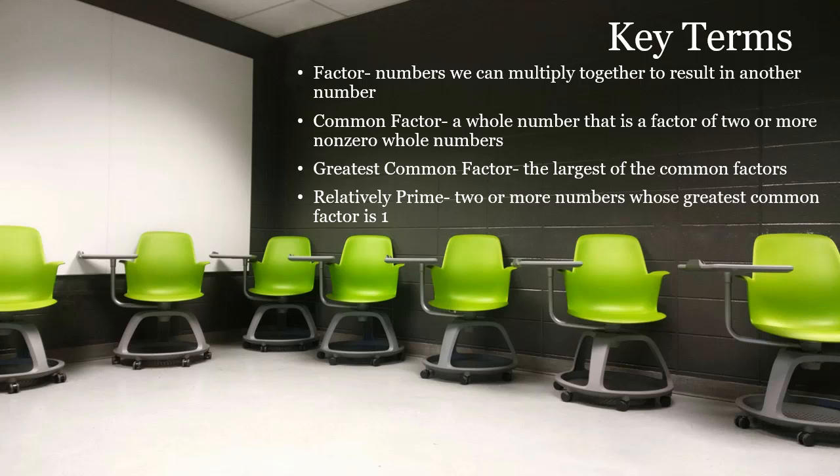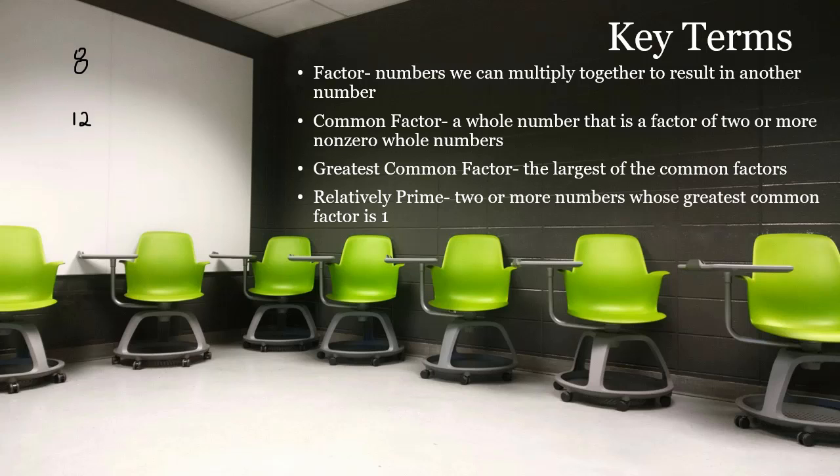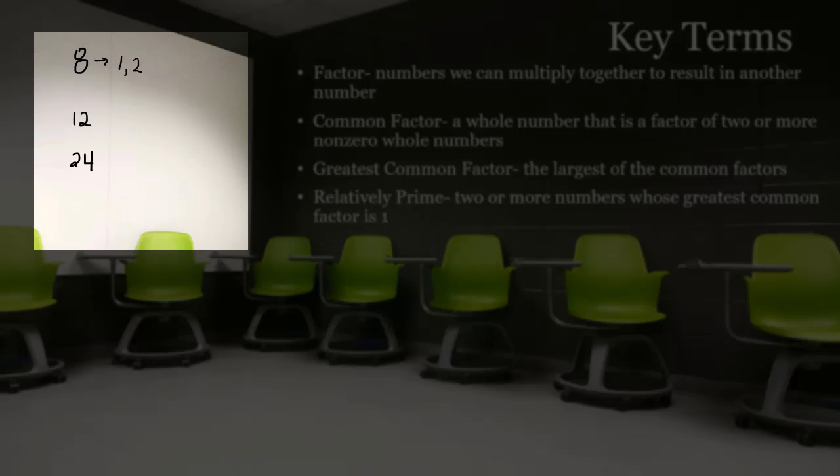Greatest common factor, the largest of the common factors. For example, the factors of 8, if we list the factors of 12, and the factors of 24, and the greatest common factor would be the largest factor they have in common.